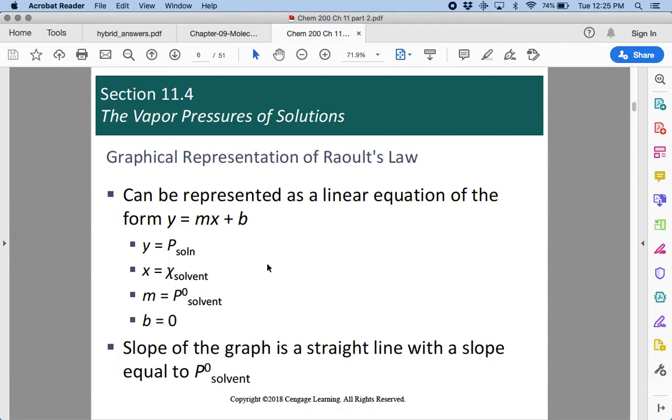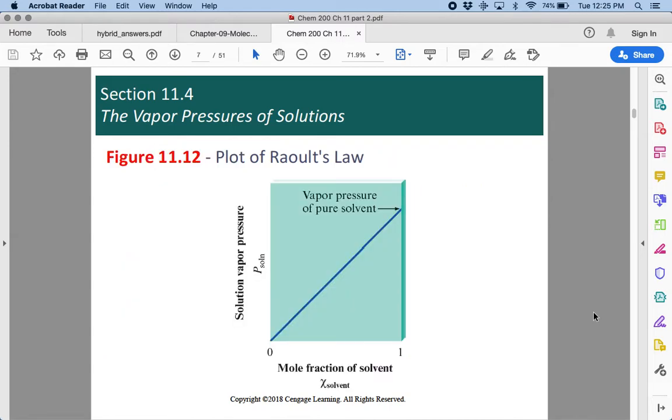This can be represented on a line. We would end up with a straight line, y equals mx plus b, and here's the breakdown of what each of these would be. It's important to remember the b in this case is going to be 0 because this is a line that runs straight through the origin. Here's an example of a plot of that, where we have our linear line. This is the mole fraction of solvent, 0 to 1, over the pressure of the pure solvent. Depending on where we are on here, we could predict what the pressure of our solvent would be.